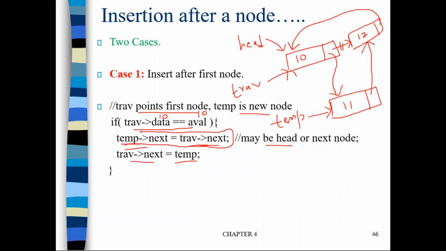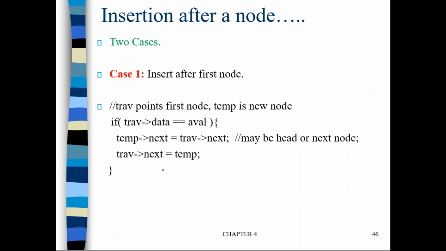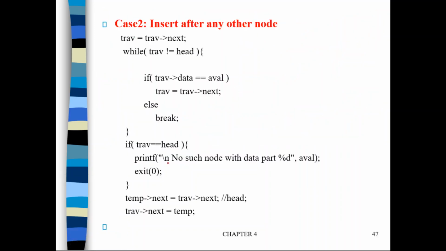That is, whether the first node is the only node in the list, in that case the new node's next will point to head. If there are other nodes in the list beyond the first node, then the new node's next will point to whatever the next node is. That is the reason we are writing like this. I think it's clear. So this is case 1, adding a new node immediately after the first node. If you want to add anywhere else, then what should you do?